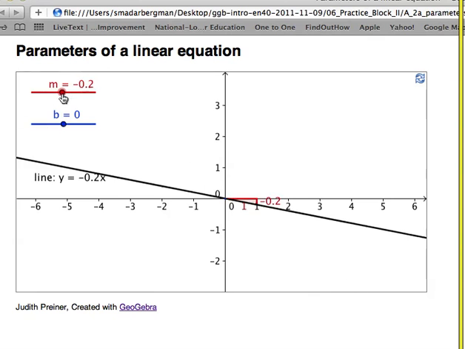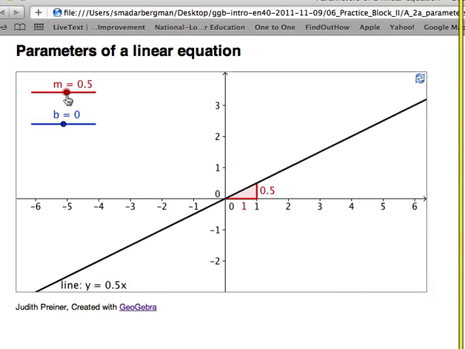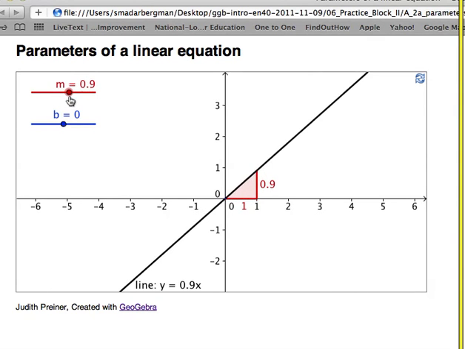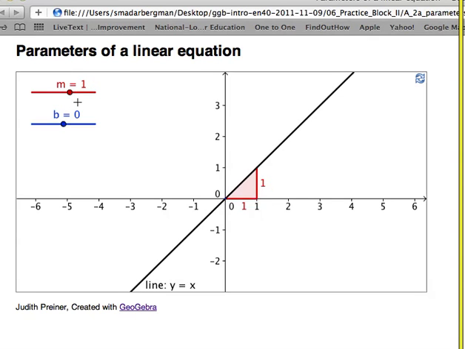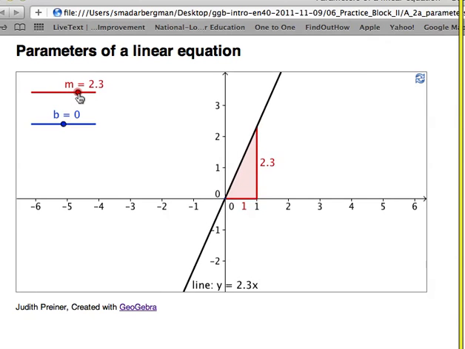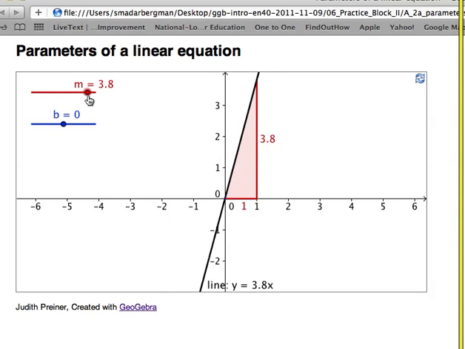Now let's go back to the starting point of slope equals 1. Now let's see what happens when we increase m bit by bit. What do you suppose is going to happen to the line? Let's move m to 2, 3, and 4.